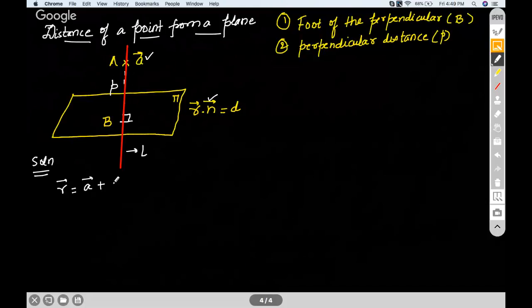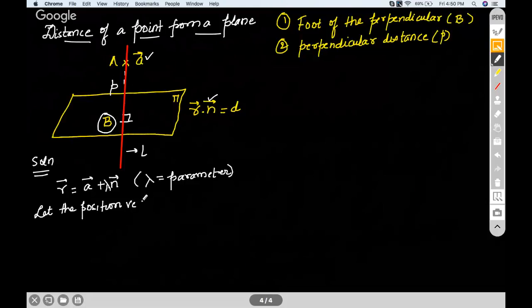I can write the equation of the line as r is equal to a plus lambda n, where lambda is a parameter. Now, for a particular lambda, let's say I reach the position vector of B. If you keep changing lambda, you get different points on the line. If I keep lambda as 0, I get the point A itself. If lambda is 1, I get some other point. If lambda is 0.5, I get some other point. So let's say for a particular lambda, I reach a point B.